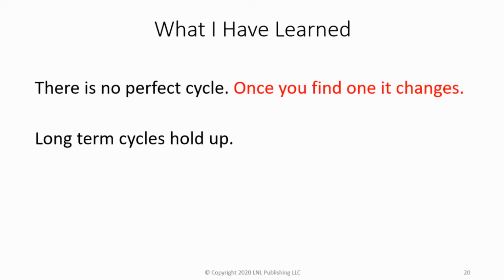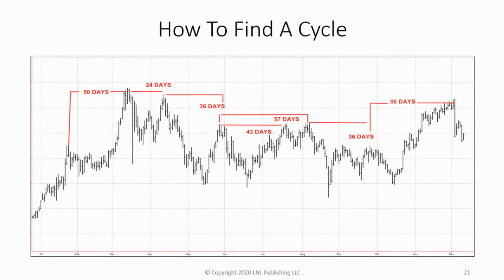So what I've learned is there's no perfect cycle. Once you find one, it changes. Yeah. That's been my experience. Long-term cycles hold up, but they're general. So here's how I find a cycle. You can do it with the Foundation for the Study of Cycles. There's a lot of software out there, but this is the old-fashioned, the old man way of doing it. I just count the number of days.